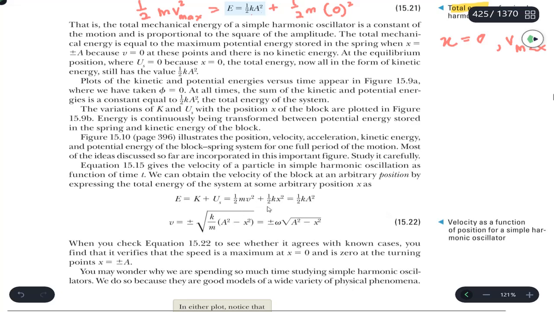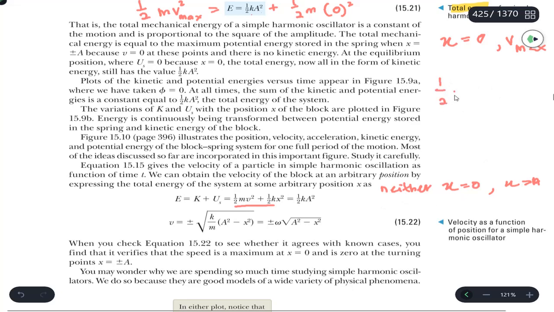So you should find that whenever x is neither equivalent to 0 nor equivalent to A, you can choose this generic expression: half mv squared, a general expression of v, plus half kx squared should be equivalent to half k amplitude squared. And again, remember that at any time you can modify the expression into two versions.